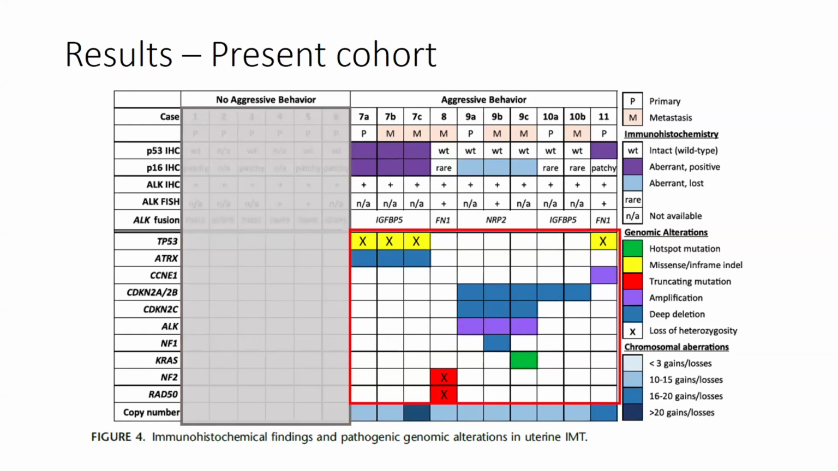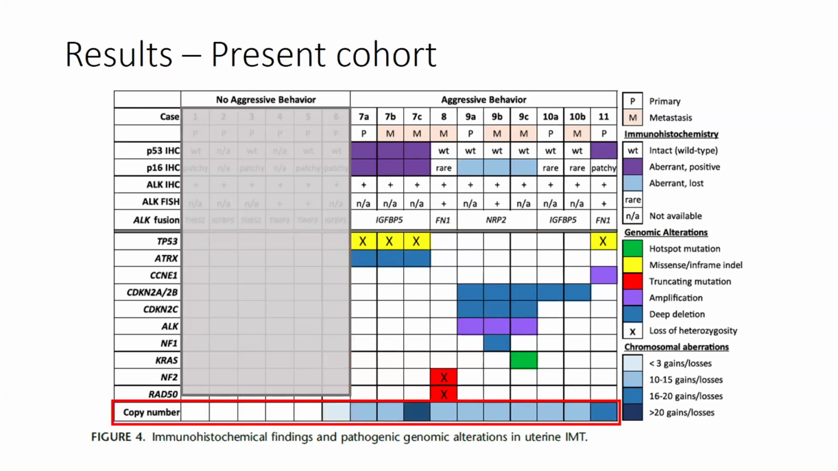On the other hand, all aggressive IMTs harbored molecular alterations and numerous chromosomal copy number changes in addition to the ALK fusions. The bottom right corner shows the range of molecular alterations seen in both the primary tumors and their metastases. And this bottom row highlights the accumulation of numerous segmental chromosomal gains and losses in the aggressive cases, which is not seen in the non-aggressive cases.